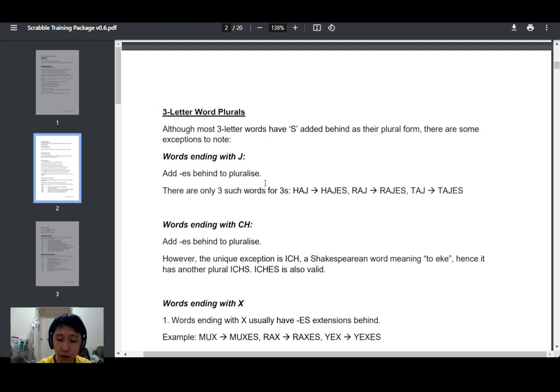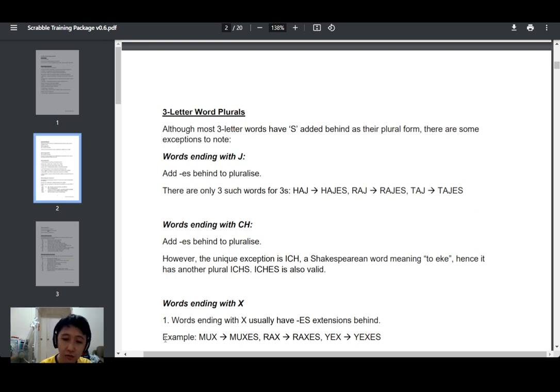So firstly, we have words ending with j. As you study your 3-letter words, you will realize that there are three-letter words that end with j. They are haj, raj, and taj. These three take a plural of es only. So you must put es and cannot put just a letter s right behind them.